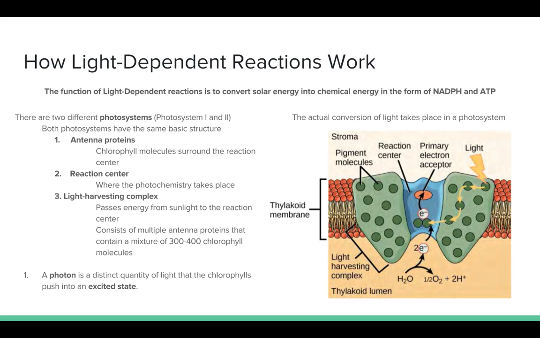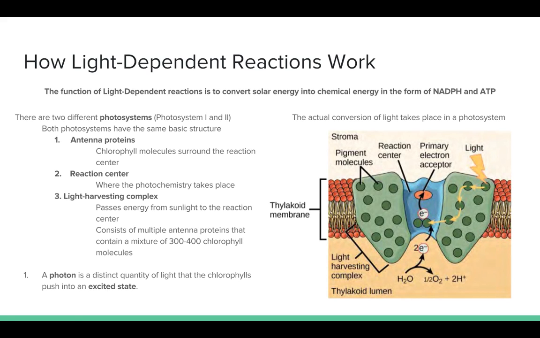How light-dependent reactions work. The function of light-dependent reactions is to convert solar energy into chemical energy in the form of NADPH and ATP inside the chloroplasts. Inside the chloroplast, there are multiple photosystems. Both have the same basic structure.